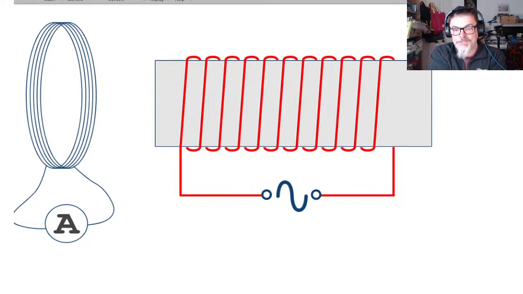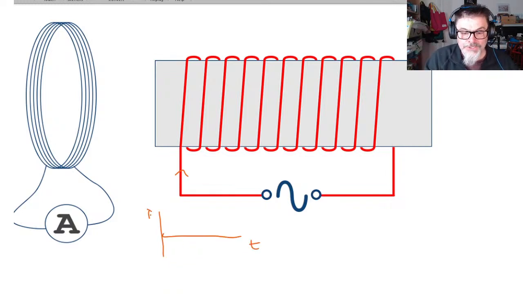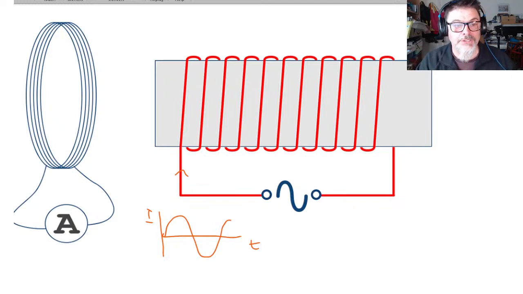Now this is interesting too, because as you know, for AC, if we were to sketch the current for an AC, well, I've already kind of drawn that wrong, haven't I? It should go like this. So here's time, here's current. Now it follows a sine wave or a cosine wave, depending on how you want to think about it. But the point here is that the current is, and the phrase they like, constantly changing. It never settles down. It's either going up or it's going down.